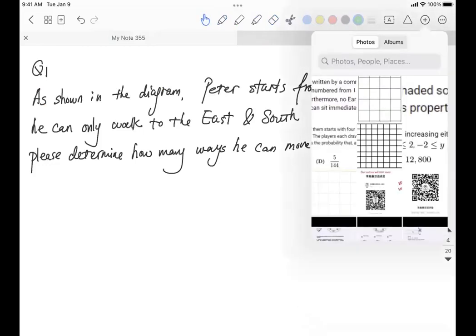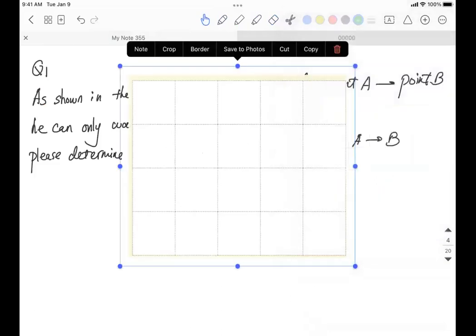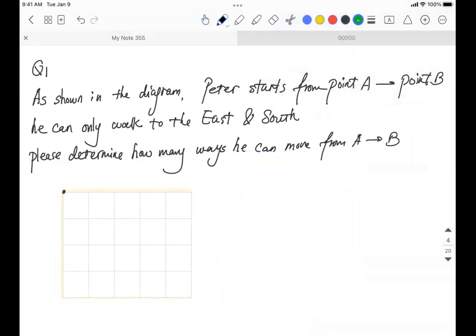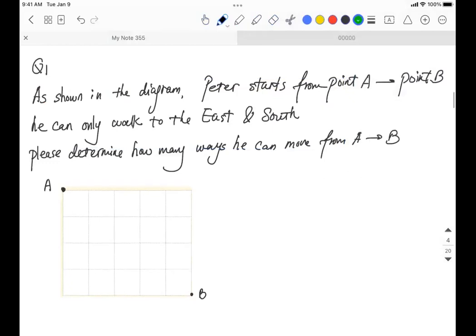Here is the graph. Okay. So basically, you have an A point here, you have a B point here. Okay? A point and B point. And then Peter starts from the A point. He wants to go to the B point. However, he can only move to the east and move to the south. It means that he can only go this way or he can only go this way. He cannot go back. He cannot go up. He cannot go to the left. It's only to the right and to the south. Okay, with all this information, try to determine how many ways he can move from point A to point B.